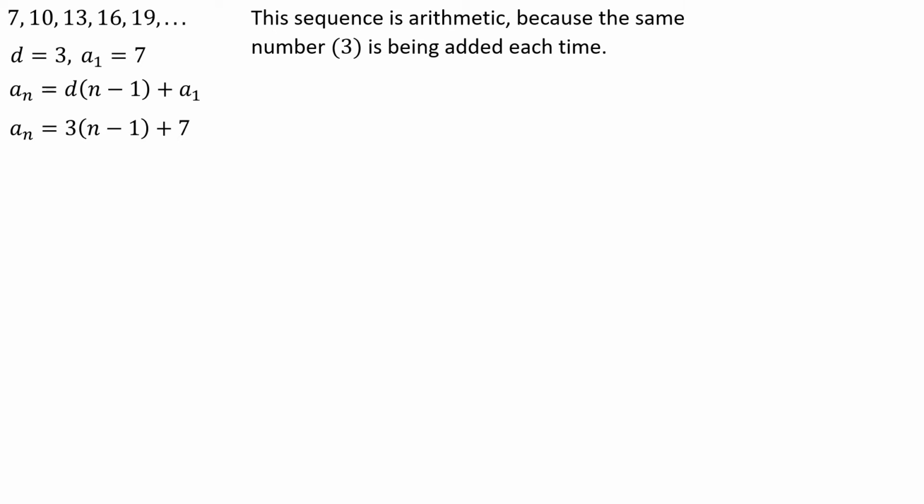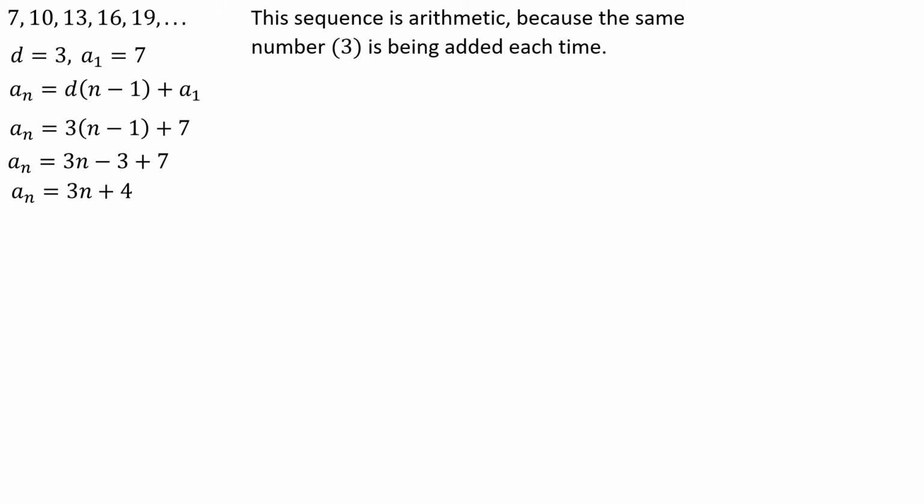Now let's tidy this up. 3 times n is 3n. 3 times 1 is 3. So when I do the distributive property, I get 3n minus 3. Now I still have that plus 7, so let's combine like terms. Negative 3 plus 7 is 4. And there's my answer.